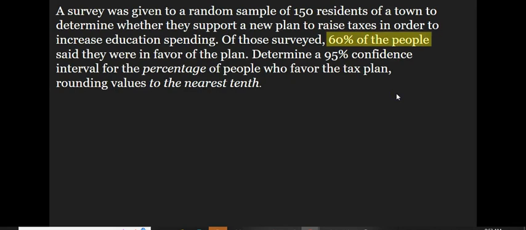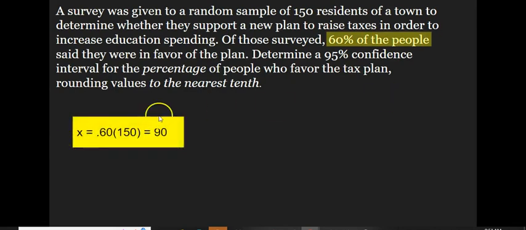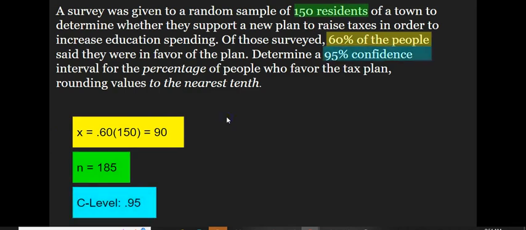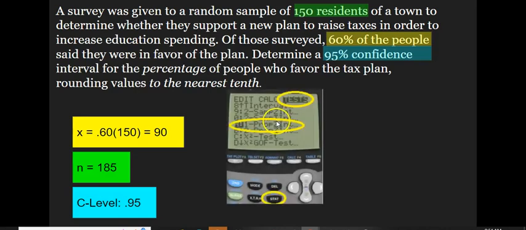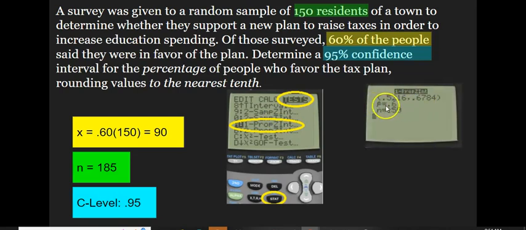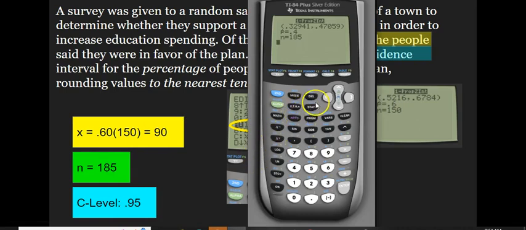Alright, 60% of the people. So 60% of 150 gives me 90. I've got a total of 150 in my sample with a 95% confidence level. So stat test A. Now I'd put in 90, 185, and 0.95. Stat or test, alpha A, 90, 185, then 0.95.